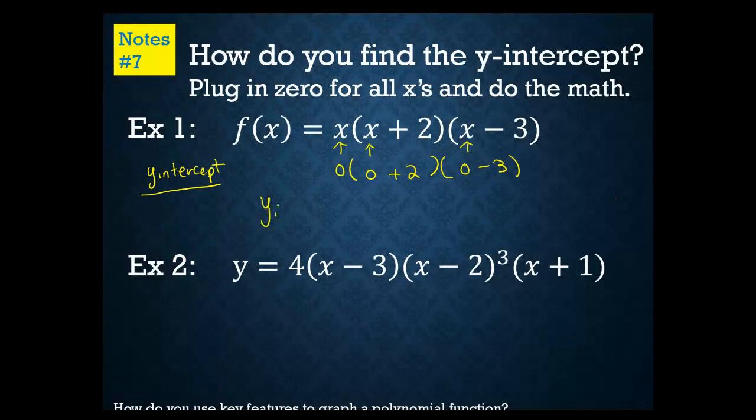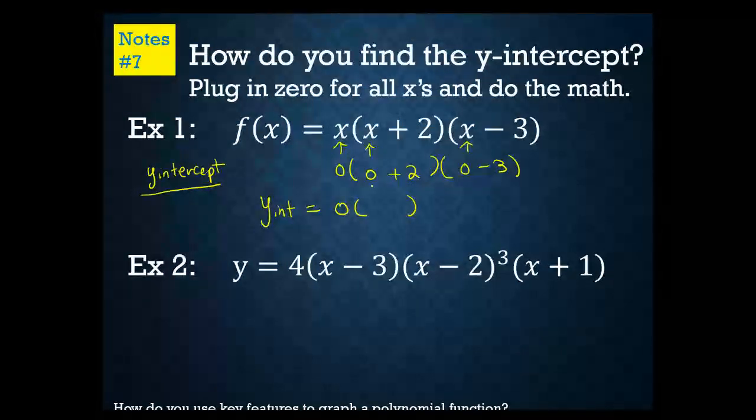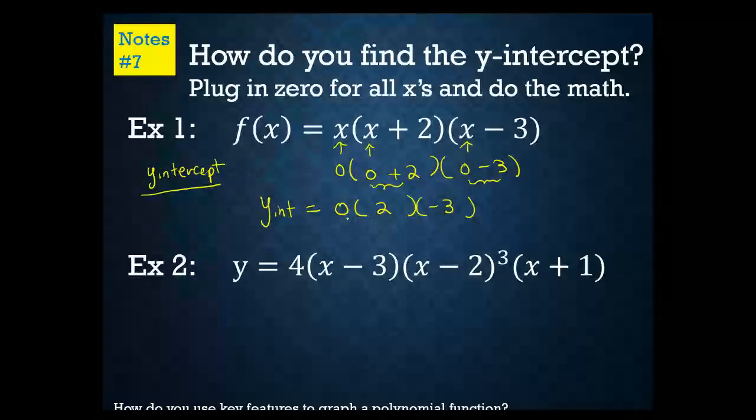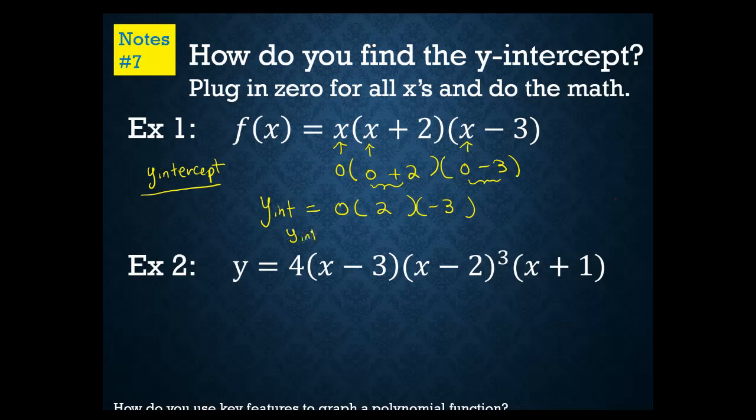So our y-intercept is going to be equal to 0. What's 0 plus 2 inside this parenthesis? 0 plus 2 is 2. Next parenthesis, how much is 0 minus 3? -3. Now do the math. What's 0 times 2? 0 times a -3 is still 0. So our y-intercept for this one is equal to 0.